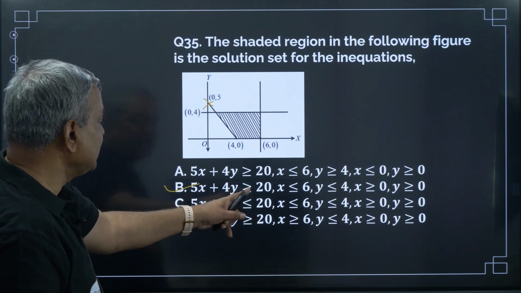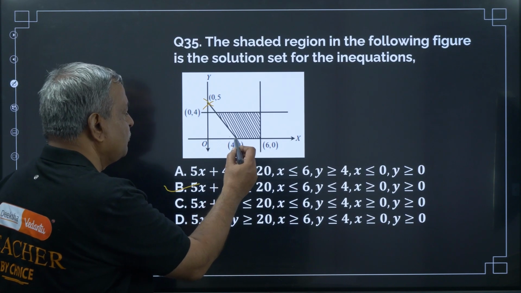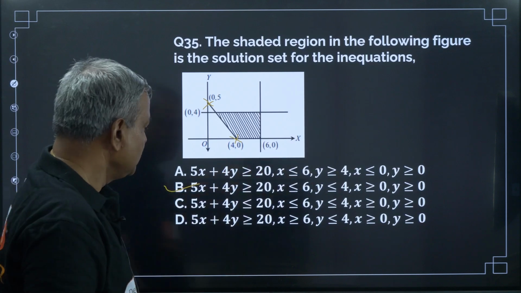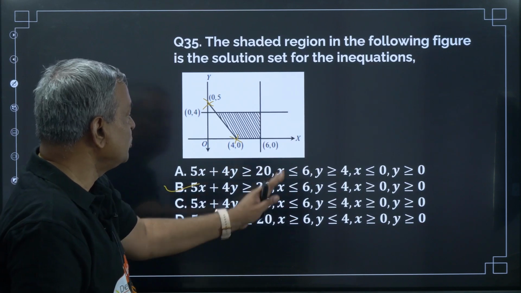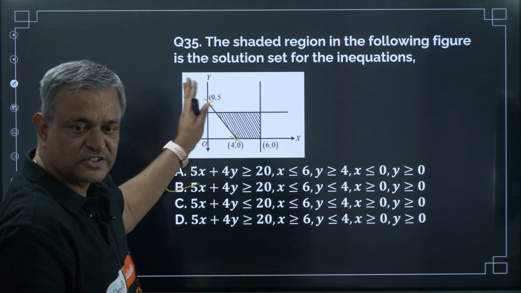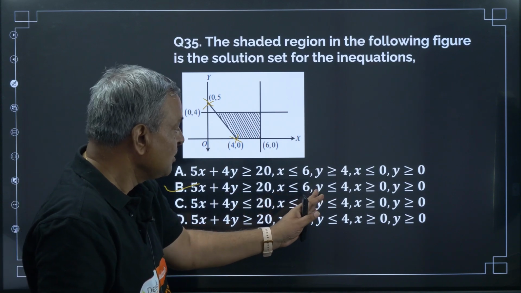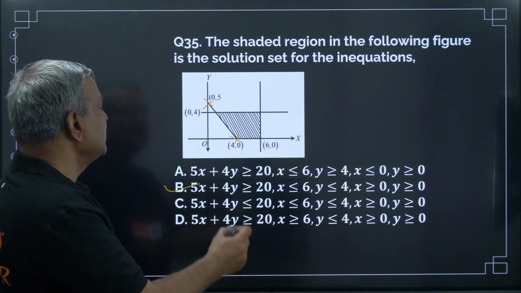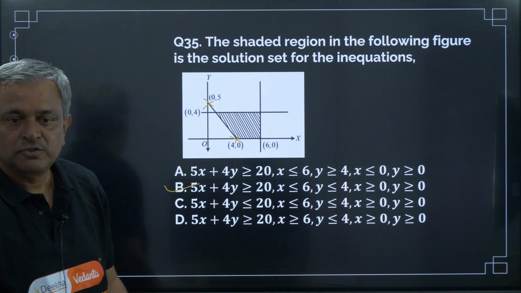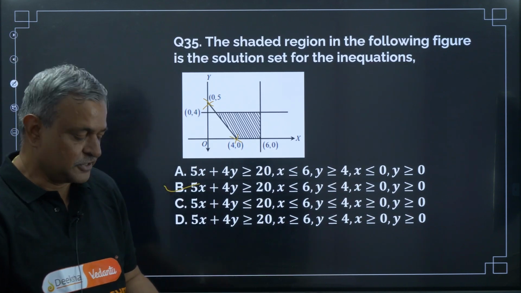When y is equal to 0, x is equal to 4. See, this is the point 4 and away from the origin. Okay. X is less than equal to 6. X is less than equal to 6 satisfies. 0 is less than equal to 6. Yes, perfectly correct. Y is less than equal to 4. Remaining all are cancelled. Option B is correct. So by the options itself, you can cross check.